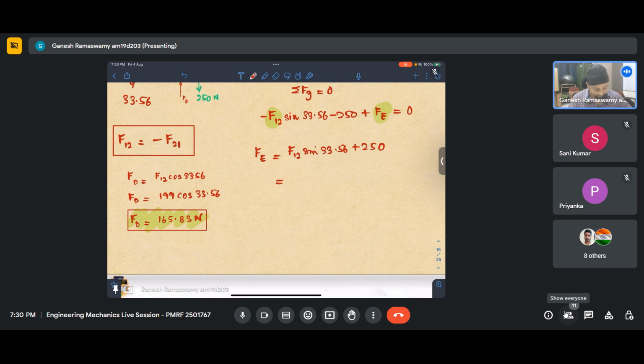Comes out to be 360. You can check the calculations. If you are getting something else, please let me know. I take it this is clear.